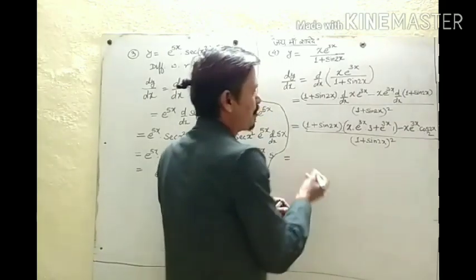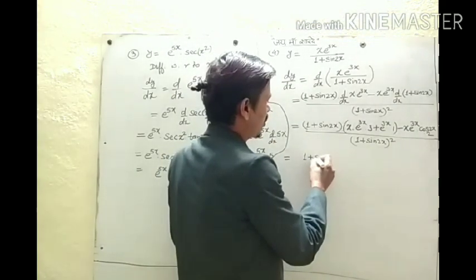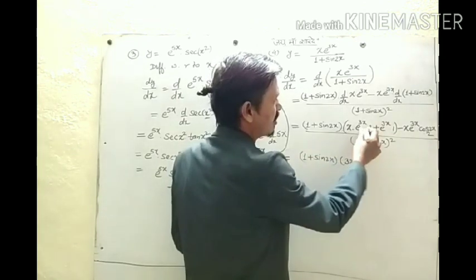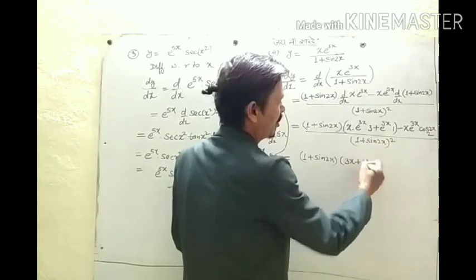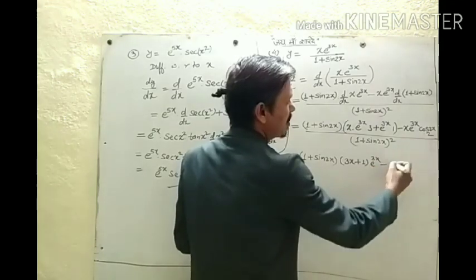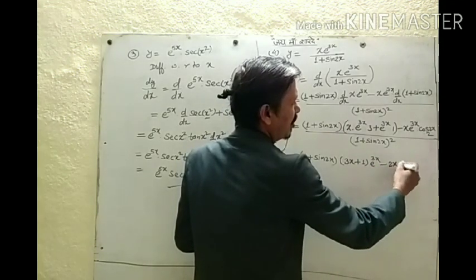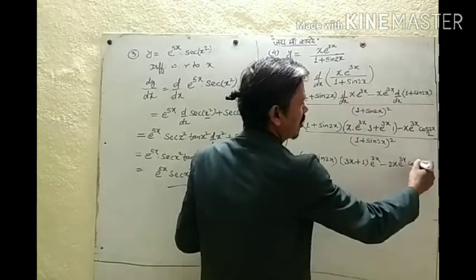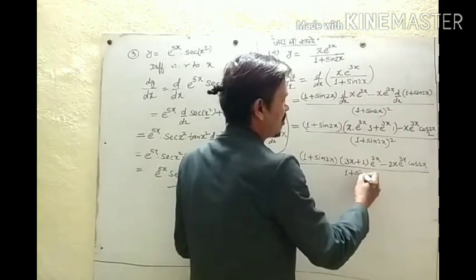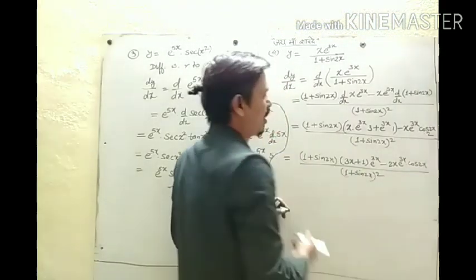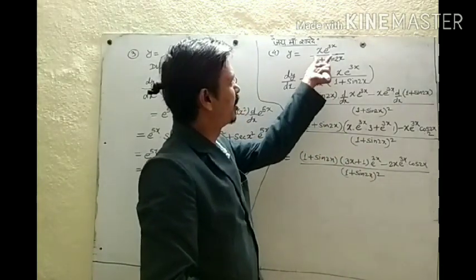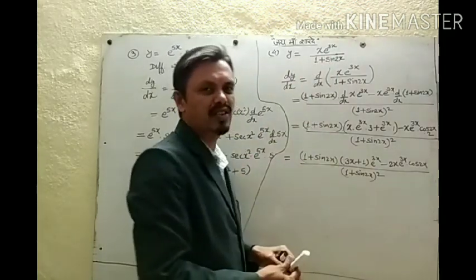Now it is equal to 1 plus sine 2x into 3x plus 1, and e to the power 3x is taken common, minus 2x e to the power 3x into cos 2x, upon 1 plus sine 2x square. Okay? Now simplifying this, we will get our derivative of x into e to the power 3x upon 1 plus sine 2x. Okay?